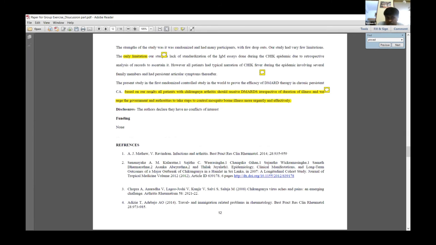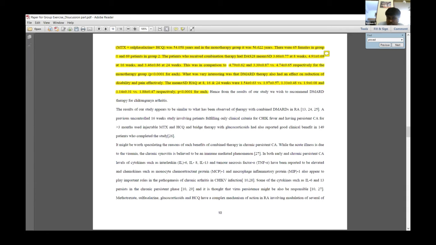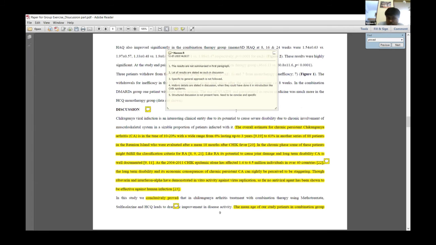In the final paragraph, they have concluded that based on our results, all patients with chikungunya arthritis should receive DMARDs irrespective of duration of illness. But the study group is patients who had chronic chikungunya arthritis. So you cannot apply these results to all the patients with chikungunya arthritis. To state that all should receive DMARDs irrespective of the duration is not per se part of the study. And "we urge the government and authorities to take steps to control mosquito-borne infectious illness" is a general statement. It is not pertaining to the study. That's all. So the structure of the discussion can be reformatted, it can be a lot more reduced, and words can be reduced as such. And the primary and secondary objectives are not discussed clearly in the discussion part.